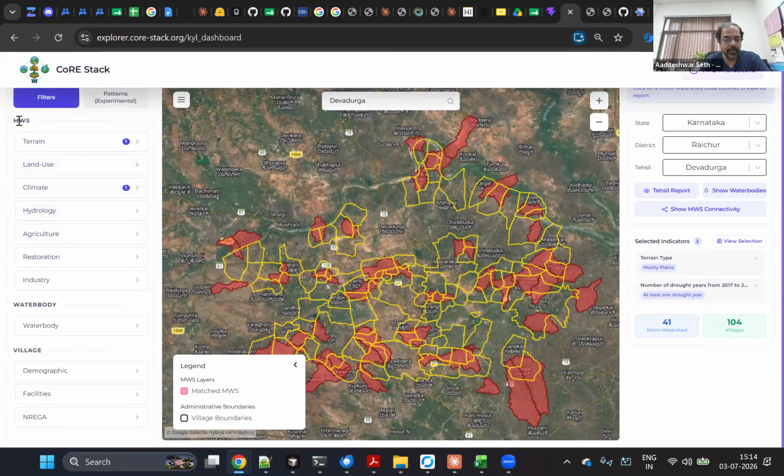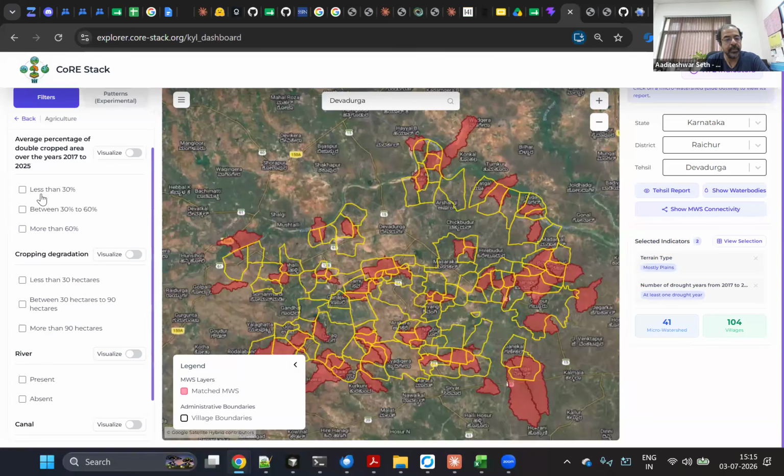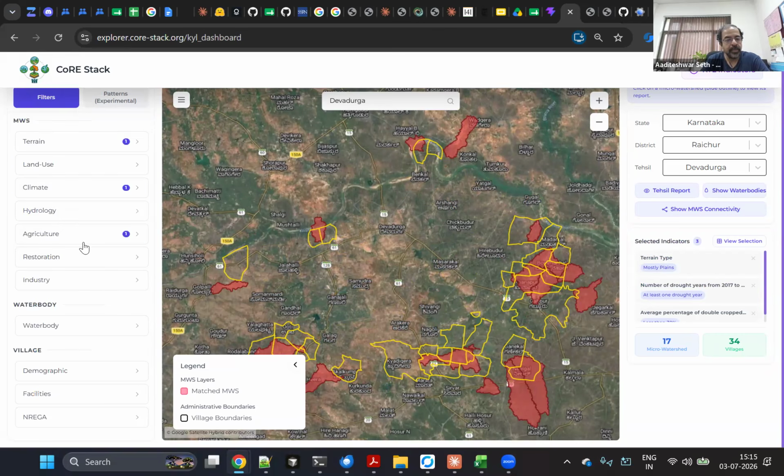So essentially, the main point is that we are describing the landscape in terms of entities like micro watersheds, for which we populate all of these different things: land use and different kinds of agriculture statistics, how much area is double cropped, single cropped, and so on. So these are areas which are more single cropped. A lot of these are filters that you can keep applying, and ecologists and hydrologists can then plan different kinds of interventions in these areas.